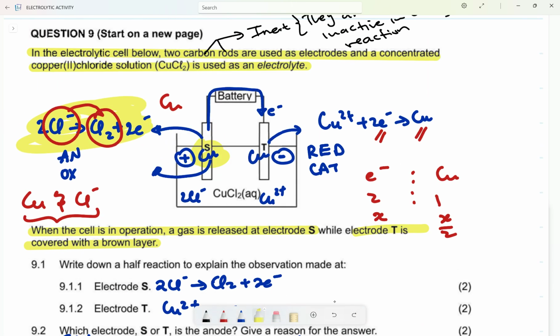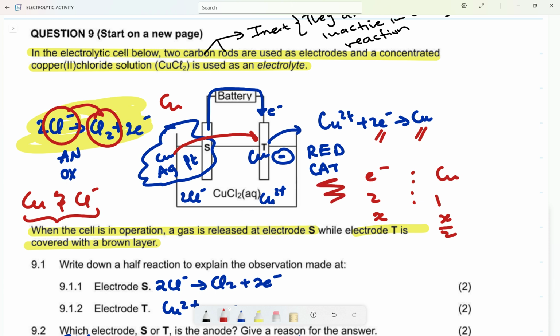Why S? Because the impure will be in here. Let's say the impure is copper, silver, and platinum. So the impure will be at the anode. Whatever wins the position of being oxidized will then be formed at the cathode. Remember, on the cathode we are forming. So the copper that you are trying to purify will be formed here at the cathode.